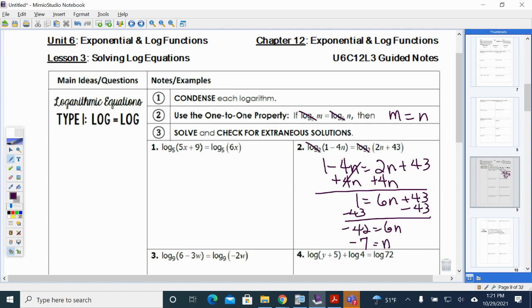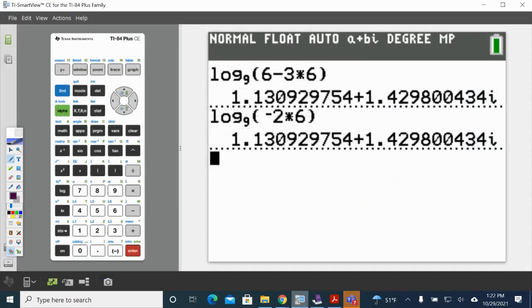Now, what that means is I'm going to take that original log base 2 of 1 minus 4n, and n is now negative 7. So I'm going to check to see if that matches the right side, log base 2 of 2 times the negative 7 plus the 43. So let's go to the calculator.